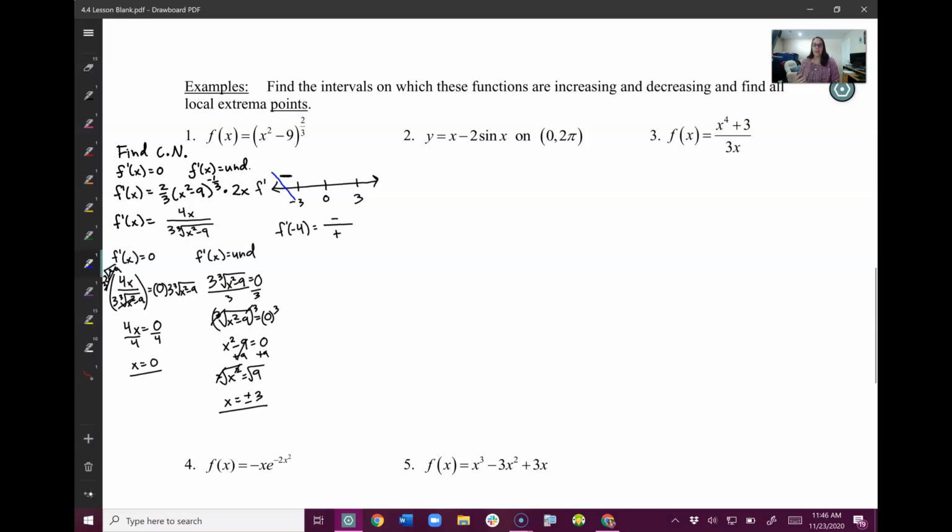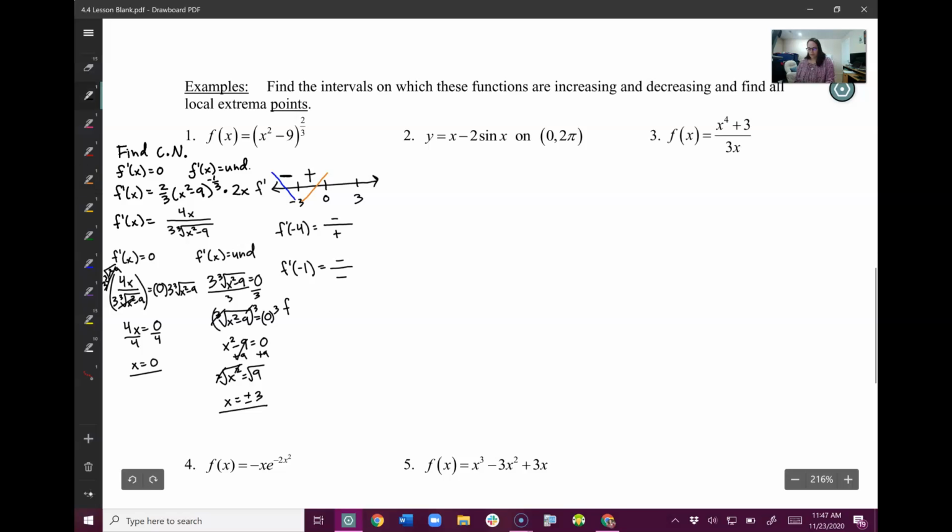Because remember, if it's negative on the derivative, it's decreasing on the original. Okay, let's pick another number. Let's say -1, because we want to do this interval now. So I have 4 times -1 is a negative. I have negative 1 squared is a positive 1, minus 9 is a negative. Cube root of a negative is still a negative, times 3, still a negative. So I have a negative divided by a negative, going to be a positive, aka that means the original is increasing, because if the derivative is positive, the original is increasing.